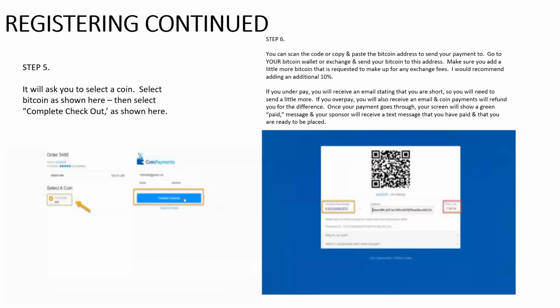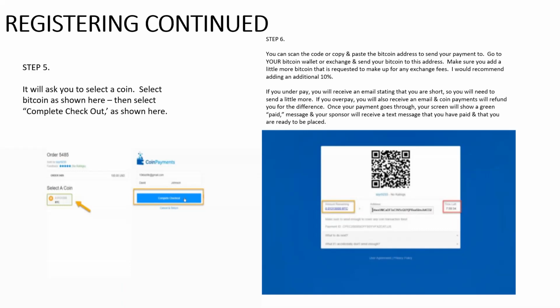Right here, registering continued. Step 5. Once you click on purchase, select a coin, which right now we only accept Bitcoin. So make sure you've got a Bitcoin wallet open and all of that. There are numerous tutorials on YouTube on how to purchase Bitcoin in your country. So search YouTube, how to purchase Bitcoin in Nigeria, South Africa, India, wherever you are. If you don't have Bitcoin, you're going to need Bitcoin to do this. So select Bitcoin and then click on the button complete checkout.